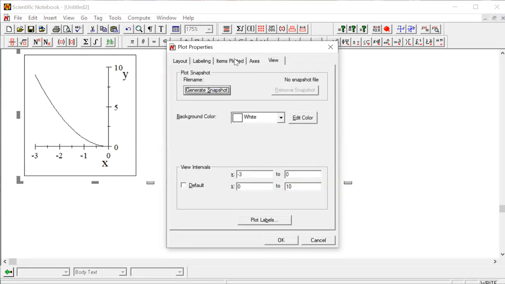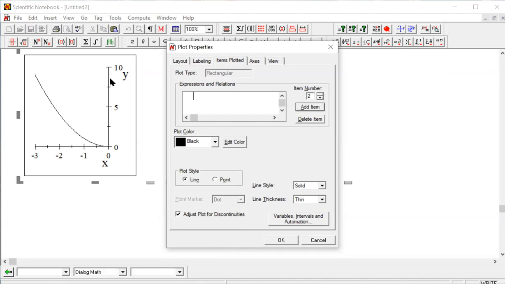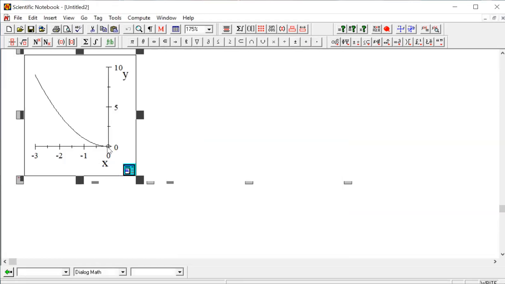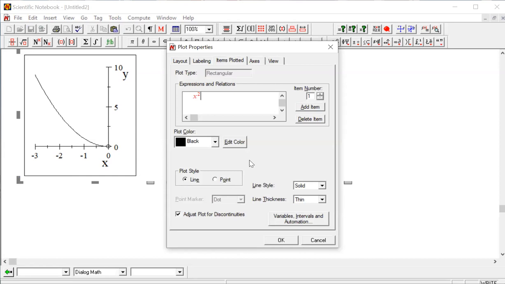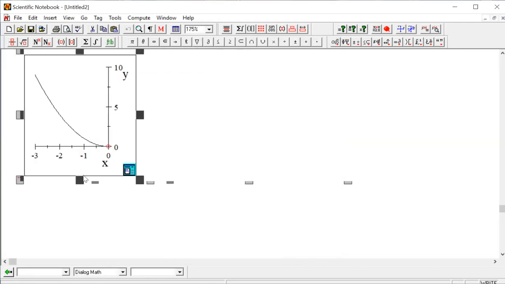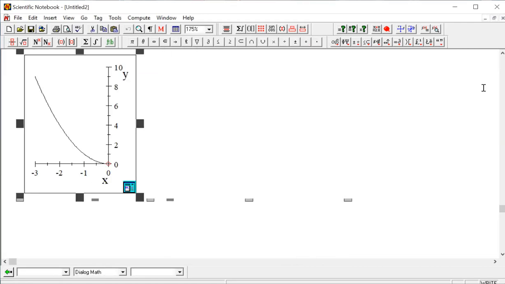Not including 0, not including 0. Therefore, I'm going to put a circle about that dot. So that point, meaning that this point, x equals 0, is not part of the picture. Maybe I can put a red dot there, to make it more visible. Okay, so this is the function.